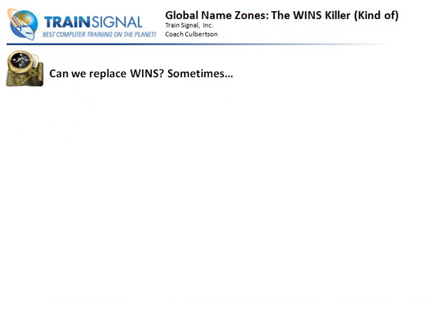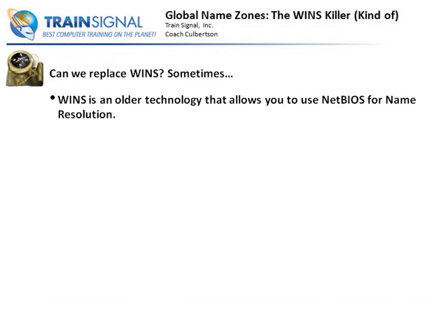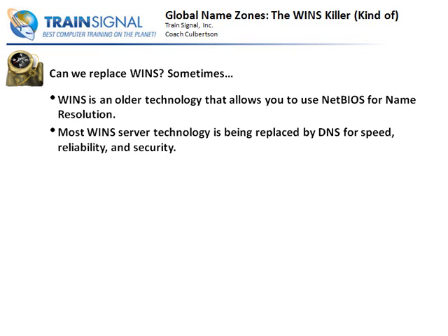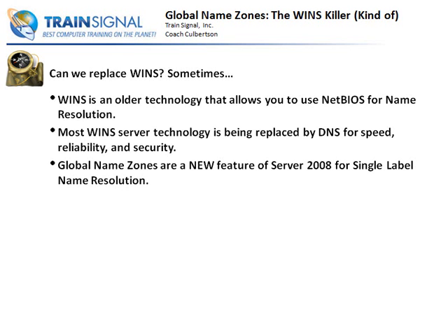In the old days, we used to have a name resolution technology called WINS, an older technology that allows us to use short names to resolve, or look up, IP addresses. Now, most WINS server technology is being replaced by DNS, primarily for reasons of speed, reliability, and security. Because WINS was not that secure, to say the least. Global name zones are a brand new feature of Server 2008 for what we now call single label name resolution.